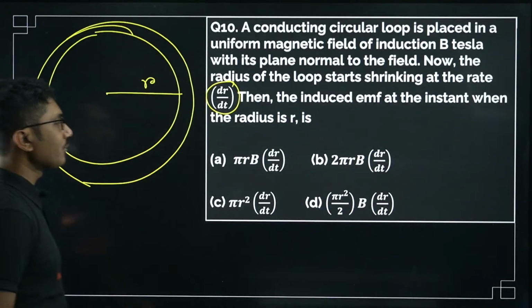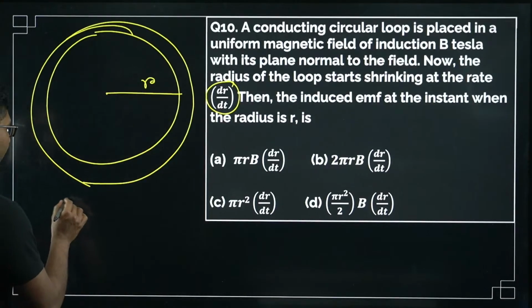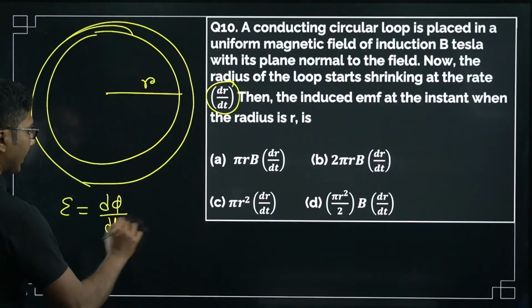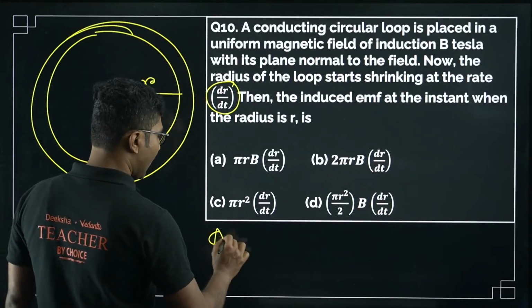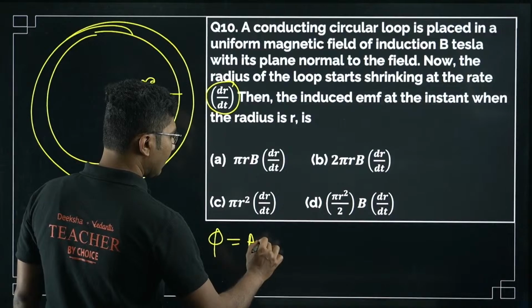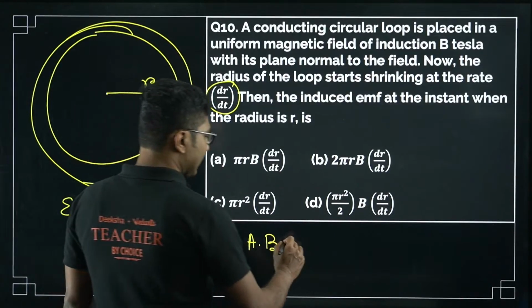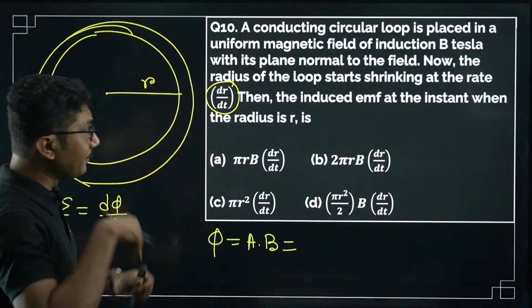So first of all, you have to understand what is the induced EMF. Induced EMF is basically d phi by dt. Right? Now what is phi? Phi is basically area into the magnetic field. Right? So what is area? Area is, they are perpendicular.